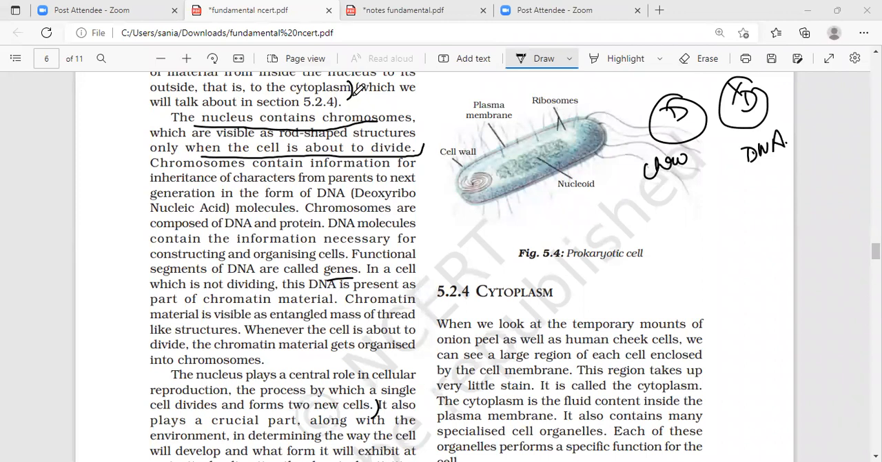Okay, students, how are you writing this? First, you are writing this now, only when the cell is about to divide. How are you making notes? Just tell me. First, you wrote the nucleus contains chromosomes, and after that, you wrote this, now when the cell is about to divide.